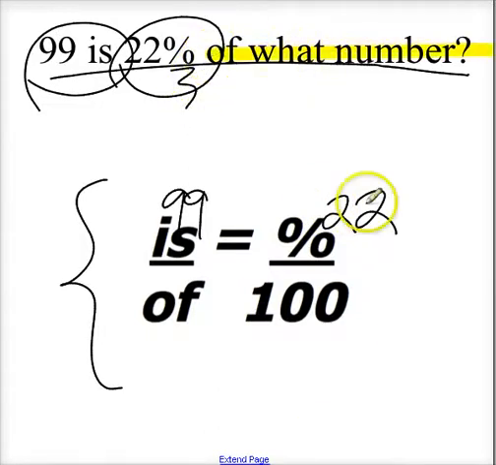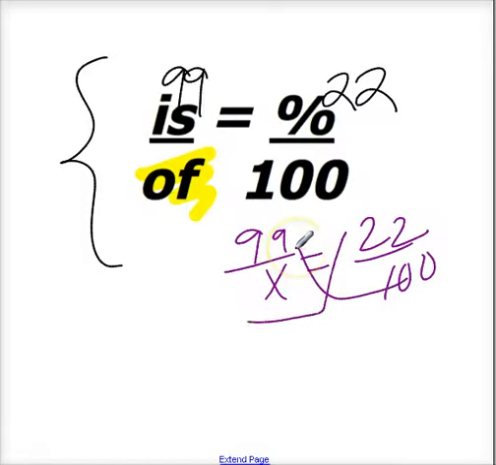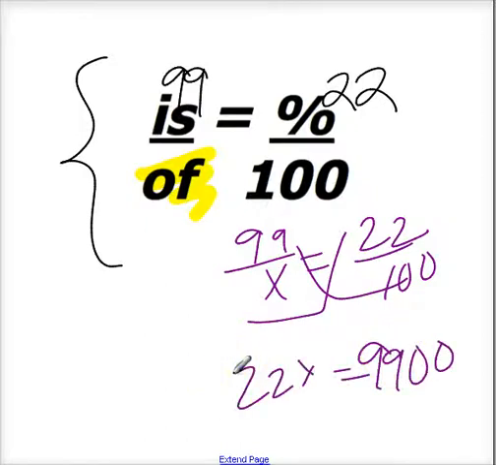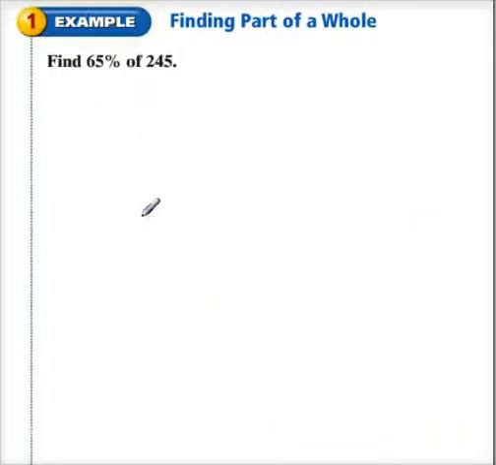Notice they're saying of what number? We don't know the of. So if I set up my proportion, 99 over x equals 22 over 100. 99 cross multiply times 100 and 22 times x. So 9,900 divided by 22, 450 is our of. Okay, so let's just practice a couple of these.